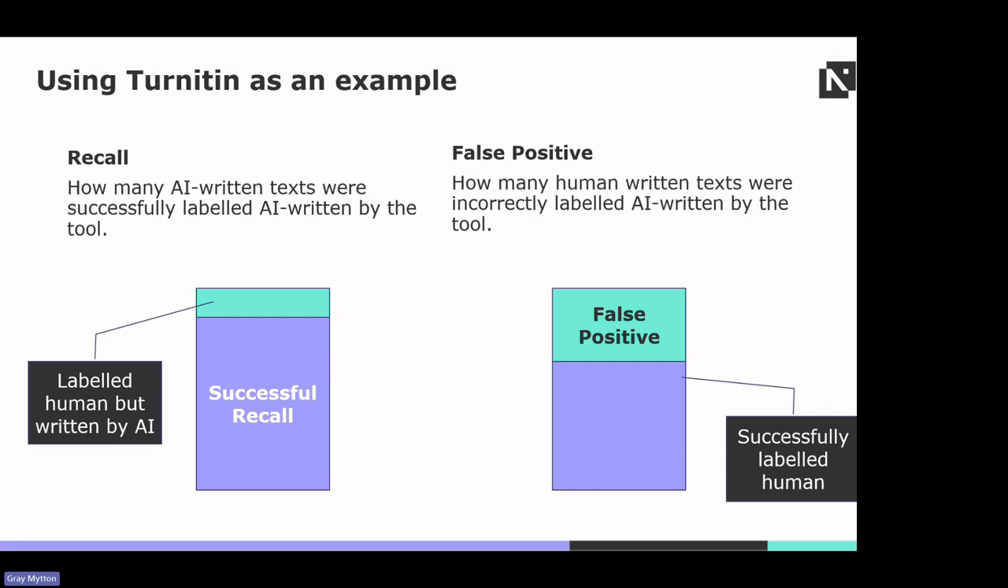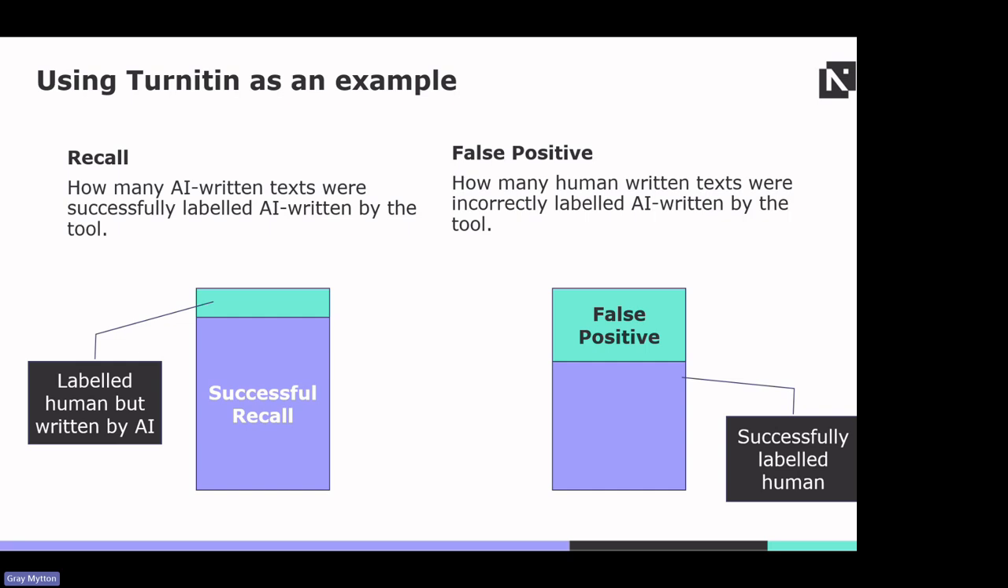Now, it's important that we contextualize this with the information given in the white paper that the Turnitin tool can successfully recall 84% of texts where there is a combination of human and AI writing. So if you think of, I guess that's probably what a normal use of generative AI is right now.